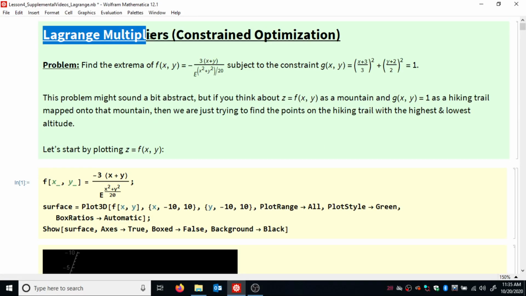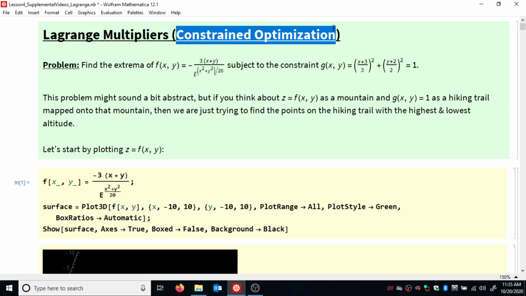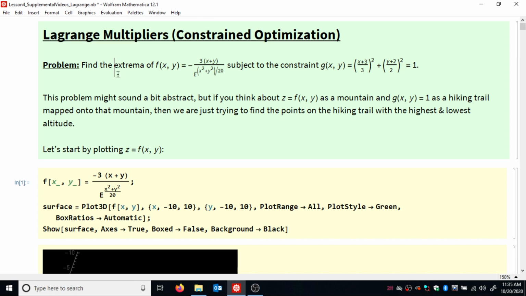In this video, I'm going to talk about Lagrange multipliers. This is a technique of constrained optimization. So for this particular video, I have a function f of x, y that I want to find the extrema of subject to a constraint g of x, y is equal to 1.